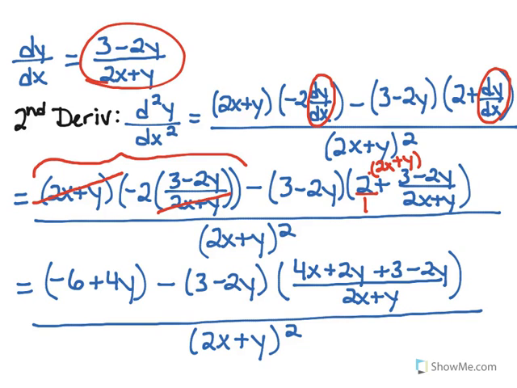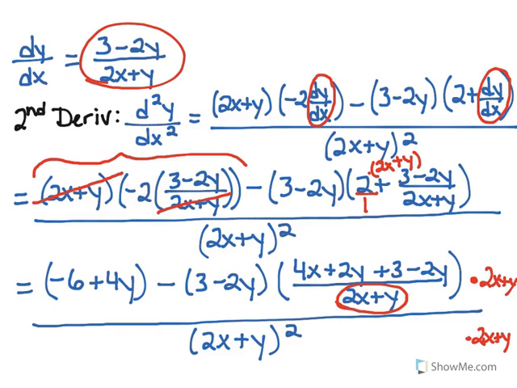Now I'm ready to get rid of the fact that I have a fraction inside of a fraction. Like we have before, we're going to focus on the numerator in the top. I'm going to multiply by 2x plus y on the top, and I'm going to multiply by 2x plus y on the bottom.